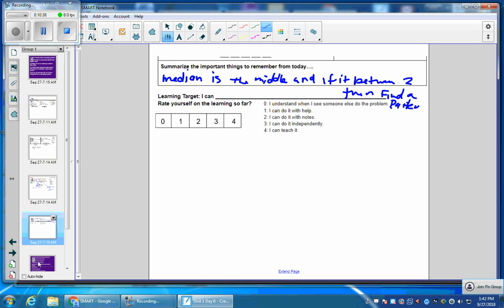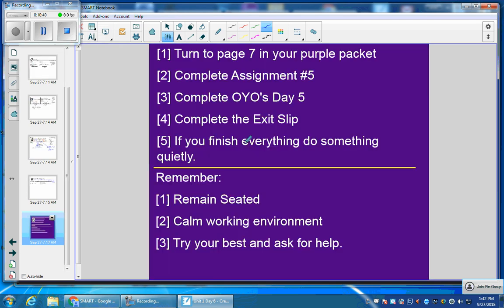All right, so once you write your summary, go ahead and complete page 7 in your purple packet. It's assignment 5. You then can complete your OYOS day 5, and then there is an exit slip I'm going to pass out to you, so just make sure you complete that. If you finish everything, do something quietly, but please remember that your packet should be completed by Monday. So if you're missing parts of your purple packet, please make sure you do as much of it as you can. There's also a review video posted if you need some assistance with those that you could complete.